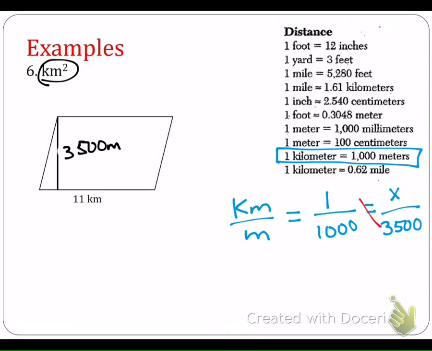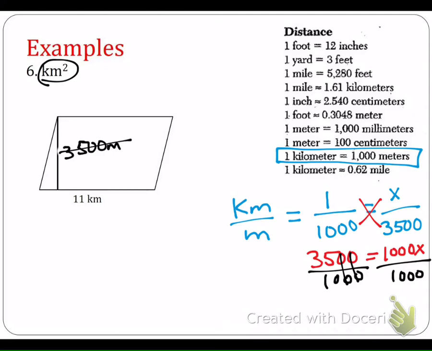We can do it. When you cross multiply, you will end up dividing by 1,000. So what do you end up with? Yeah, this is 3.5 kilometers.